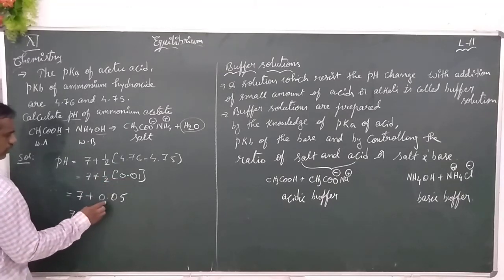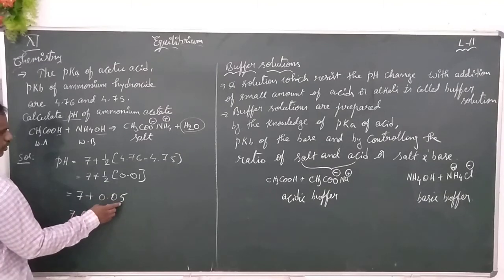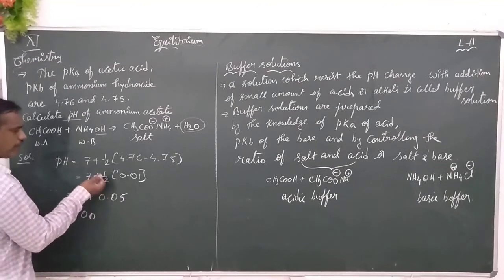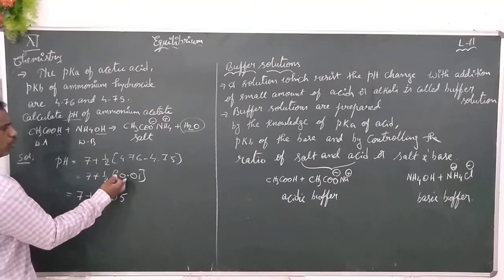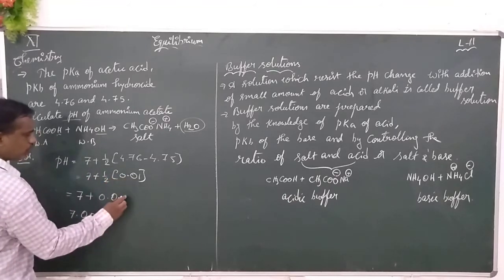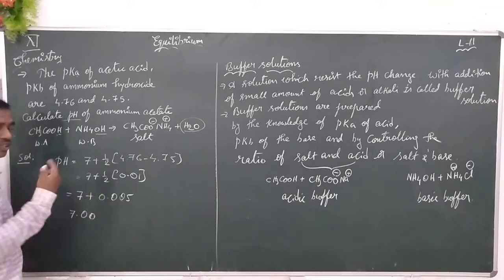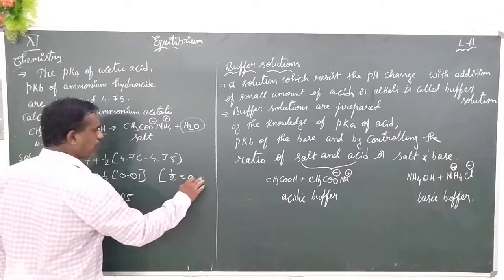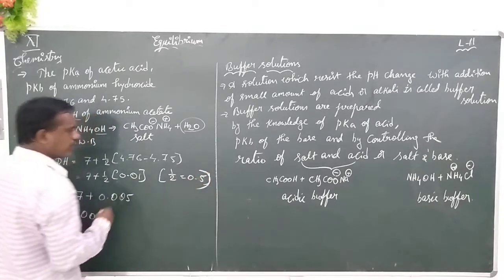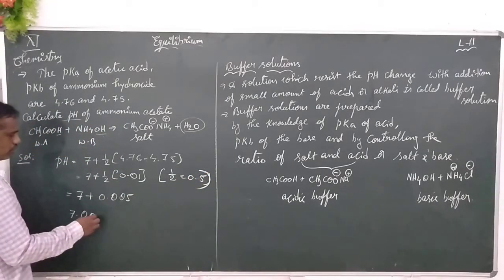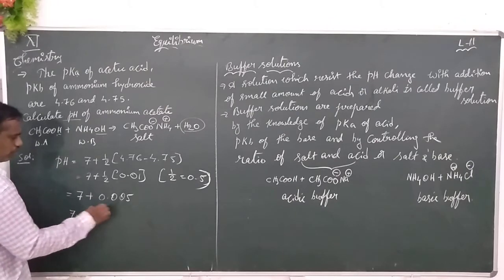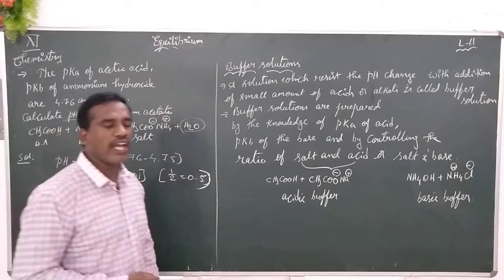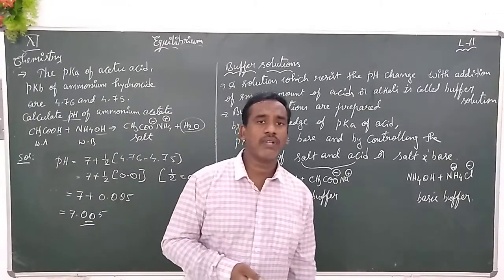How much are we getting, children? Half of 0.01. You can say this half as 0.5 into 0.01, so it will be around 0.005. Imagine half is equal to 0.5. By this method you are getting 7.005. So that is the pH of the solution. But now we have a little extra concept.